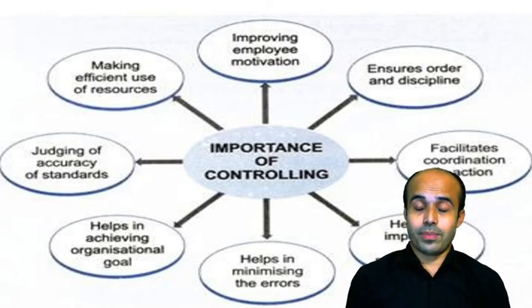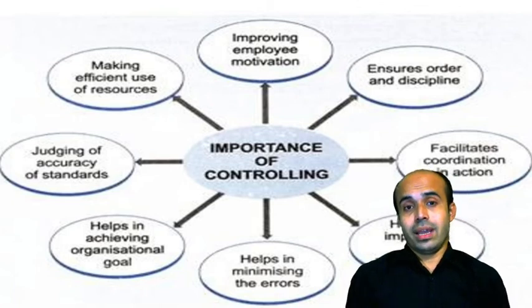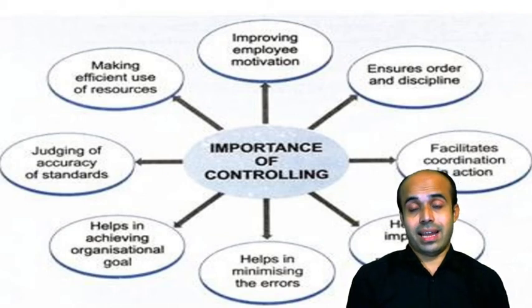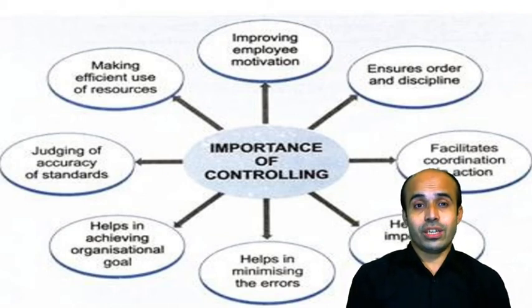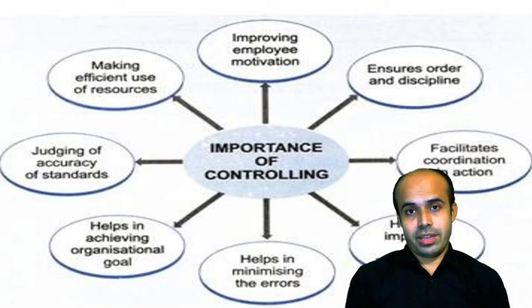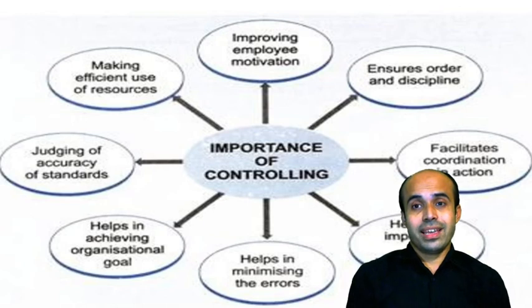That's also the importance of controlling. Judging the accuracy of standards. Yes, through the many controlling methods, we can judge the accuracy of the standard of the work that has been done. Making efficient use of resources. Yes, by controlling we can ensure the efficient use of the resources used in the management of any organization. So these are the importance of controlling.